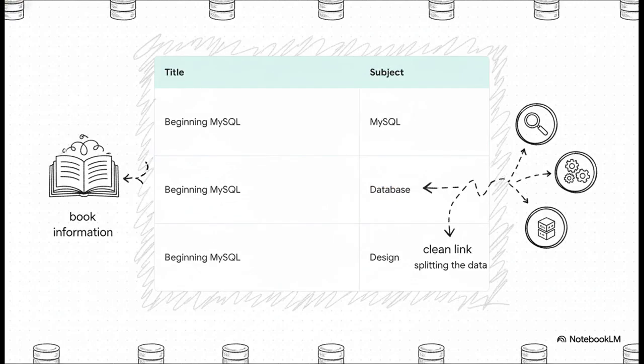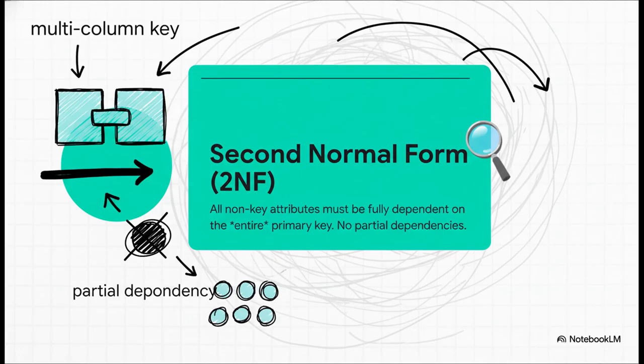So what do we do? Simple. We break it apart. We make a totally separate table just for the subjects. And now each subject gets its own row. See? Every cell is atomic. This satisfies 1NF. The book is cleanly linked to 3 separate subject entries, and now the data is so much easier to work with. All right, on to the next rule.